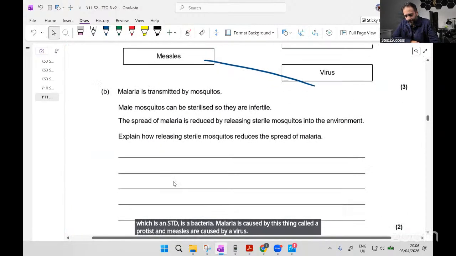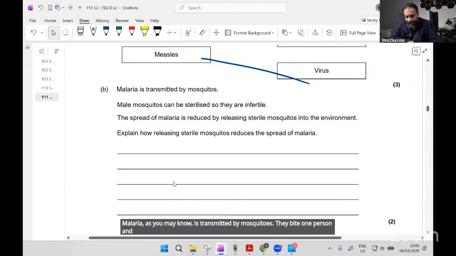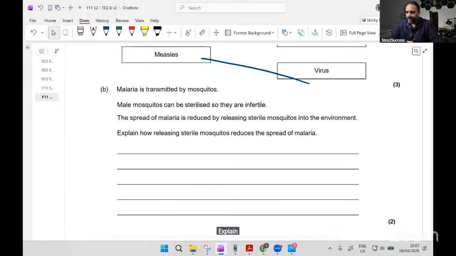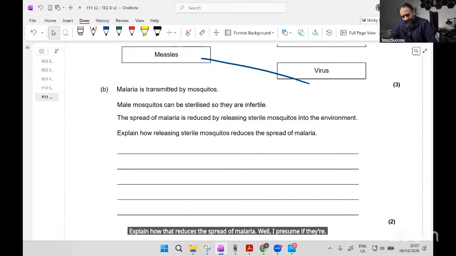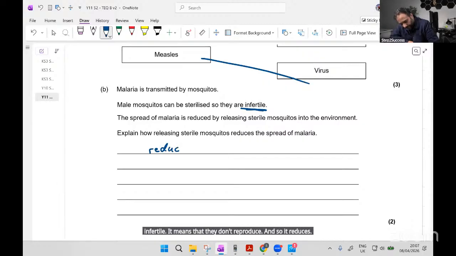Malaria, as you may know, is transmitted by mosquitoes. They bite one person and then they bite another. Male mosquitoes can be sterilized, so they are infertile. The spread is reduced by releasing sterile mosquitoes into the environment. Explain how that reduces the spread of malaria. Well, I presume if they're infertile, it means that they don't reproduce. And so it reduces reproduction of mosquitoes. And if you reduce reproduction, what does that mean? That there's fewer mosquitoes.